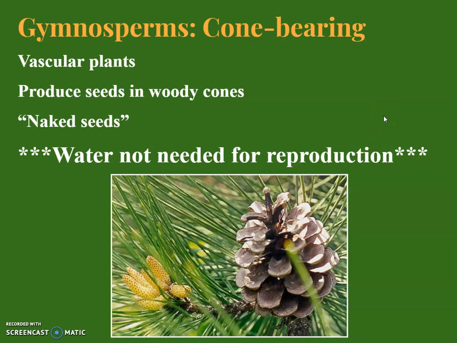The next type of plants are Gymnosperms. These are cone-bearing plants, so their seeds are found within the cone. These are vascular as well, so they have vascular tissue. They produce seeds in these woody cones here. Those seeds are considered naked seeds, and water is not needed for reproduction of these organisms.